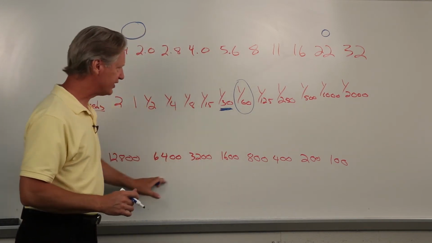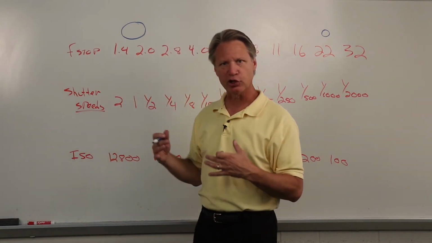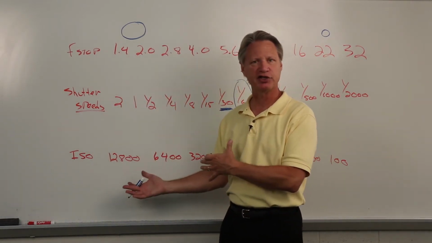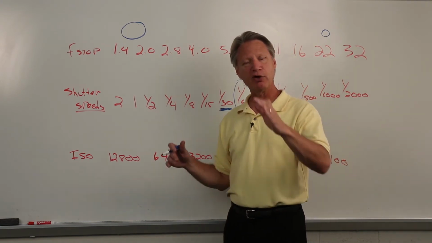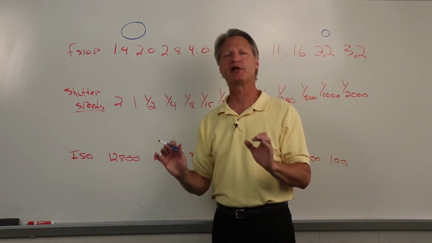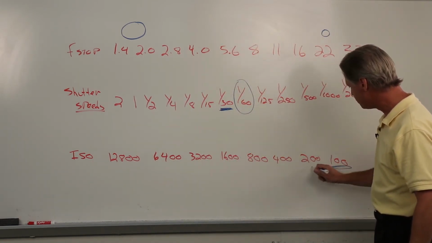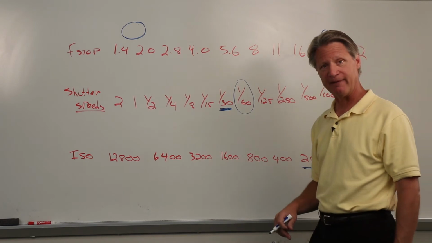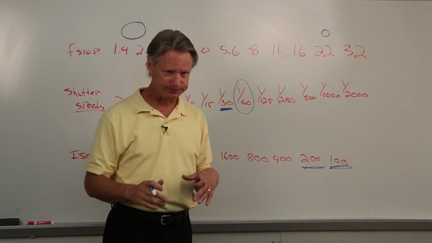Okay, what about ISOs? This gets to be a little bit different when we start looking at what happens inside a digital camera when we begin adjusting the ISO. If we want the sharpest, clearest pictures possible, we really want to shoot down here, 100, maybe 200. That will yield us the sharpest, clearest looking pictures.